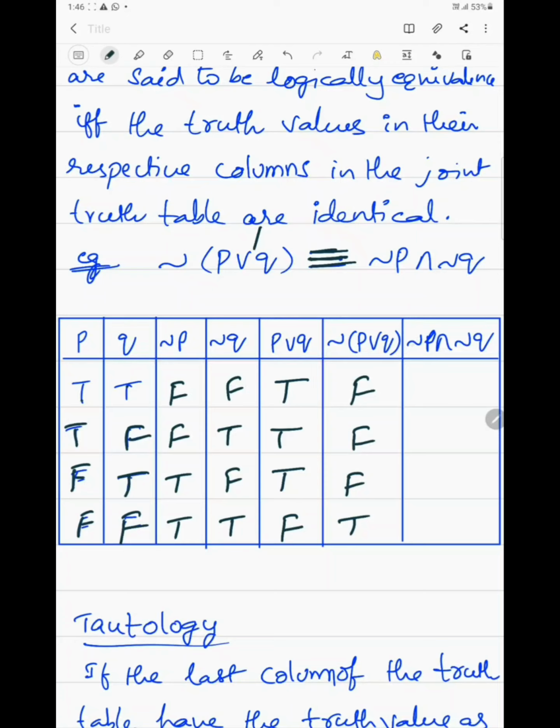Now write the truth table for the last column. Negation P and negation Q. And means if T, T, then T, remaining cases false. So, this is negation P and this is negation Q. Check where it is. T, T is there. Yes, in the last column T, T, T, remaining cases F. Now, observe these two last columns. The truth values are identical.